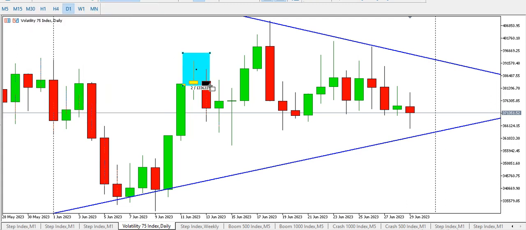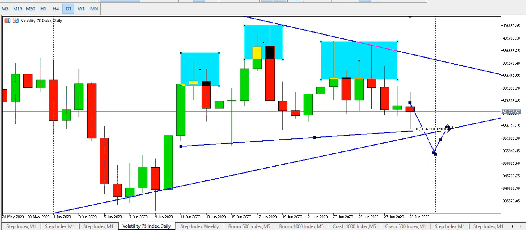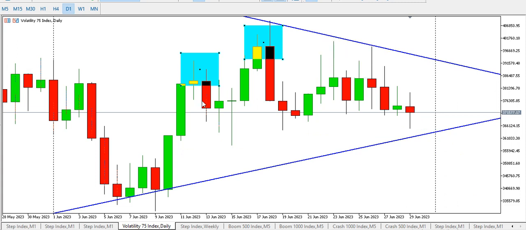This is like a head and shoulder, I beg your pardon. This is the left shoulder, this is the head, and this is the right shoulder. So this should be our neckline if this happens to be a head and shoulder pattern, and then a break of this neckline, we might see price testing the break line, the neckline, then price dropping. But that's that for the daily time frame.